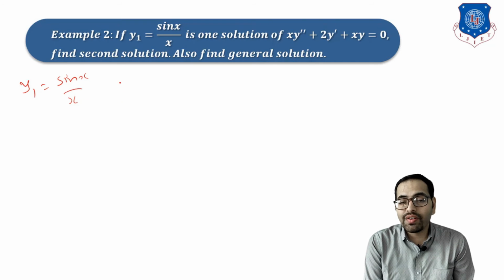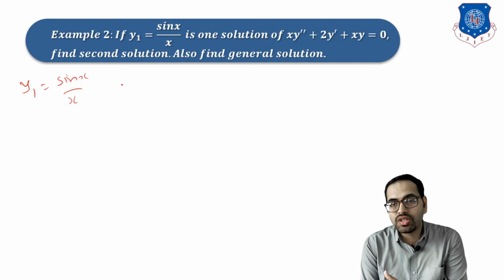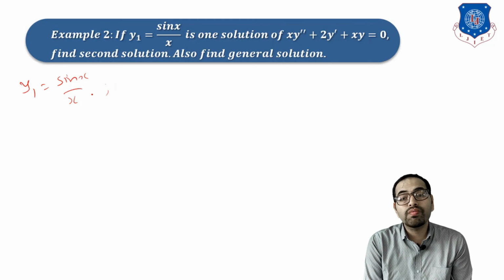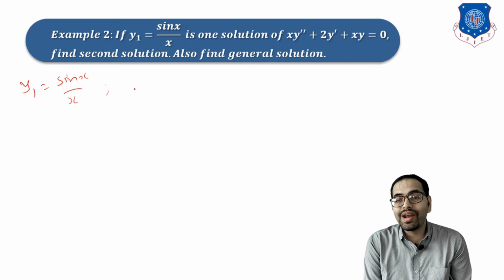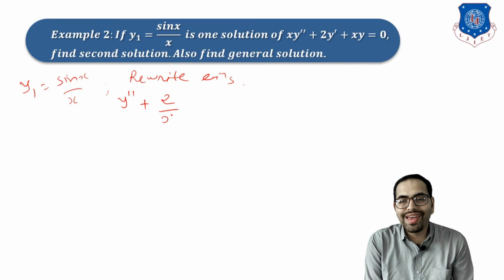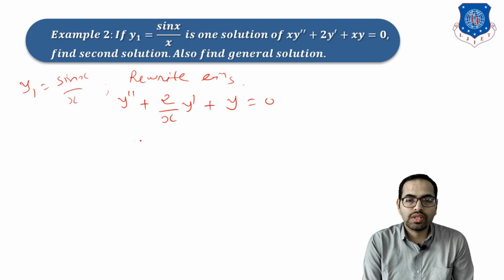Now whatever differential equation is given in the question, convert into standard form. For that, what we have to do is divide the whole differential equation by x, means rewrite the equation. Then y double dash plus 2 by x y dash plus y equal to 0. This one is our equation number 1.